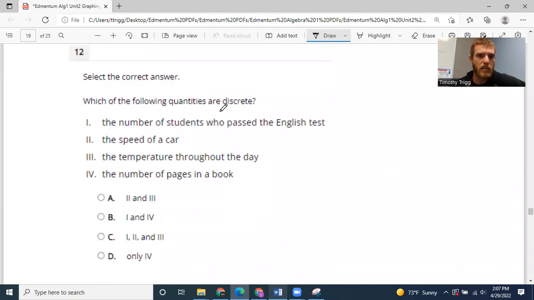Which of the following quantities are discrete? So again, discrete means you can't infinitely divide it or split it into things, right? Two of these are discrete. I'll give you that. Two are discrete and two are continuous, okay? So see if you can figure out which two are discrete.